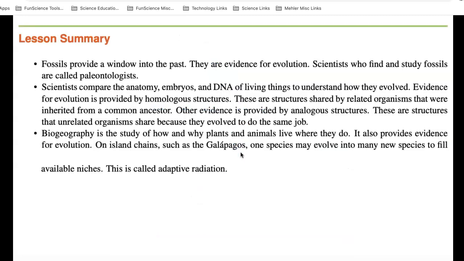So for our lesson summary, remember that fossils provide a window to the past. They're evidence for evolution. And that scientists study anatomy, they compare embryos, and they compare the DNA of living things to understand how they evolved. And biogeography is also a way that we can study the evidence for evolution.